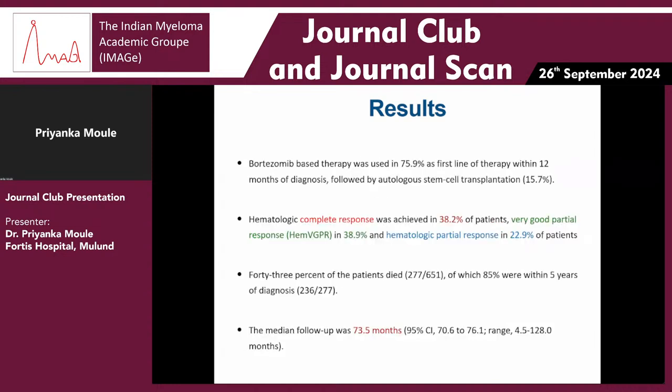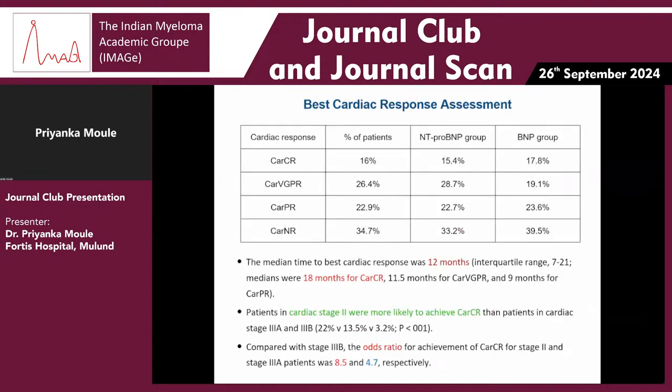Bortezomib was the most common therapy in 75%, and 15% of patients could undergo autologous stem cell transplant. The hematological complete response was achieved in 38% of patients. A VGPR was achieved in 38.9%, and a partial response in 22%. 43% of the patients died, and they found that most of them, 85%, died within the first 5 years of the diagnosis. The median follow-up of the study was 73.5 months.